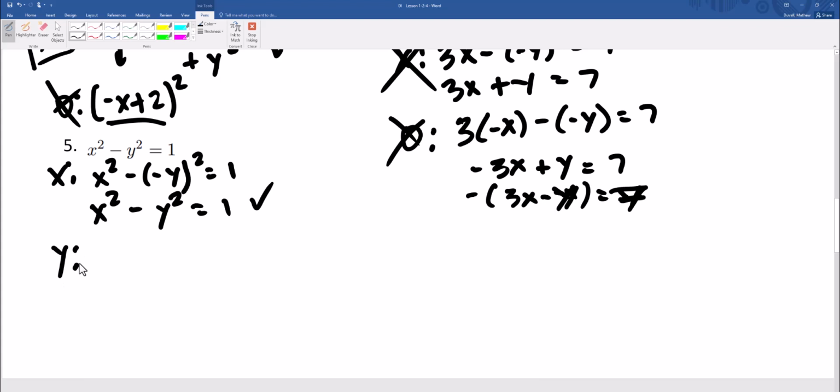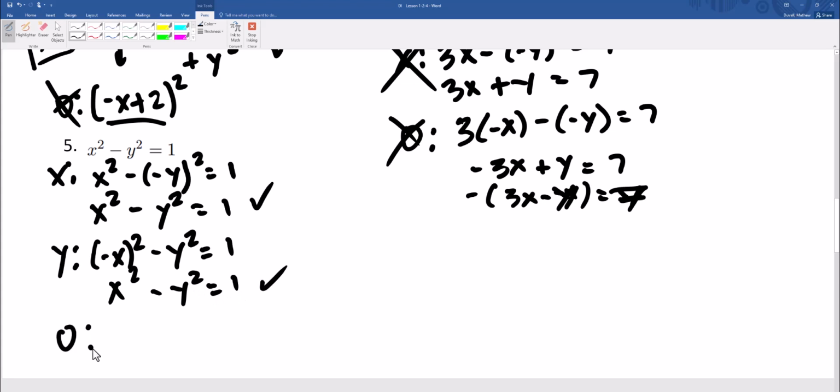Let's see if it's symmetric about the y. So I plug in a negative for x. Yep. And if you plug in both, you're going to find out that it's symmetric as well.